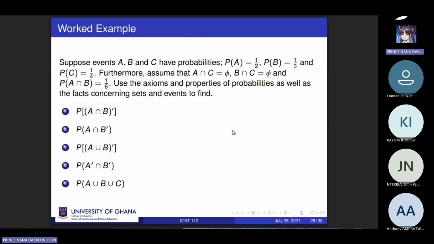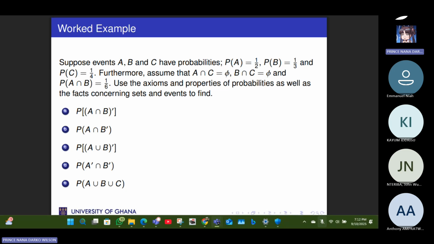The example says that suppose that events A, B, and C have properties: P of A, the probability of A, is equal to 1/2. That of B is 1/3, and that of C is 1/4. Furthermore, we assume that the intersection of A and C is 0, so there is no intersection for A and C. There is no intersection for B and C. And the probability of having an intersection of A and B is 1/6, so there is an intersection for A and B. Using the axioms of probability and the properties that we learned about, we have to find the probability of getting the complement of A intersection B.